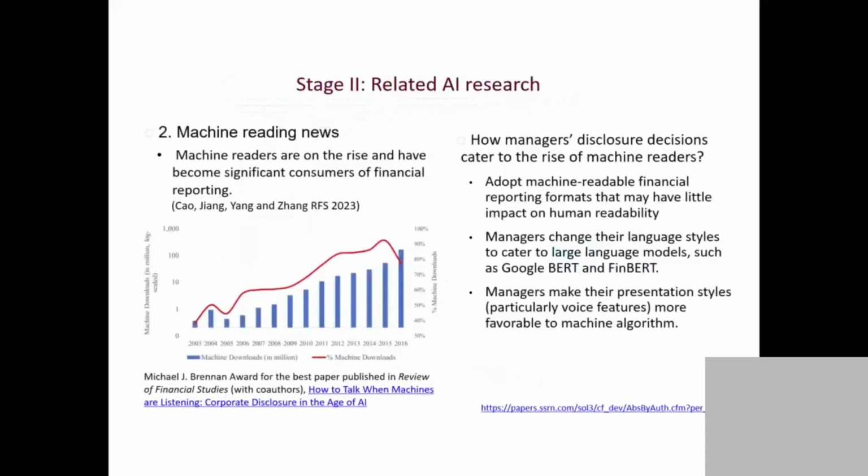Number two is in the annual report. Did I tell you about item 7? Item 7, do you remember? We found the managers trying to cater their language style to Google BERT. Google BERT is a large language model. When we did the project, we didn't have GPT yet.